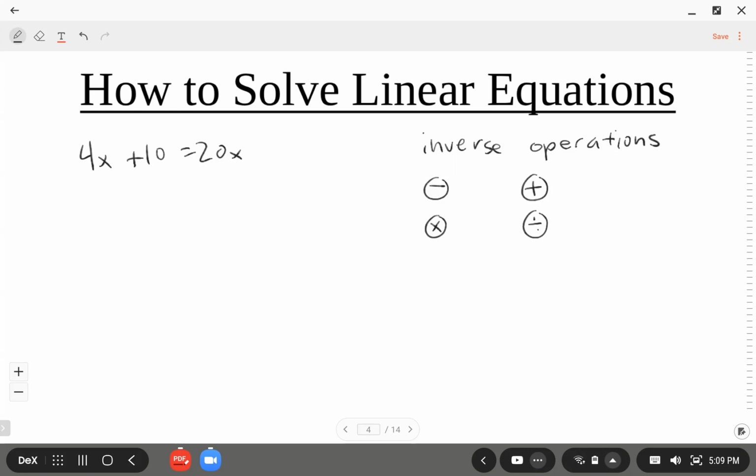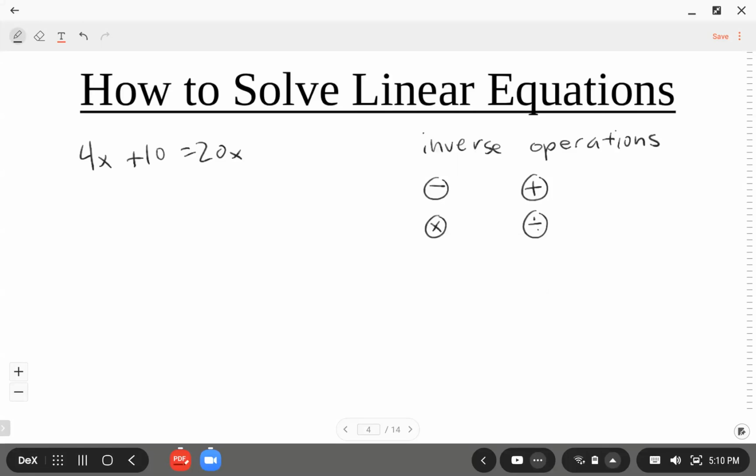Also, when we use exponents later on, but not today, those are kind of hard to solve. So we're not going to do exponents today, but the inverse operation of a square is square root, right? That's a basic explanation of inverse operations. Now, how do we use inverse operations to solve linear equations?